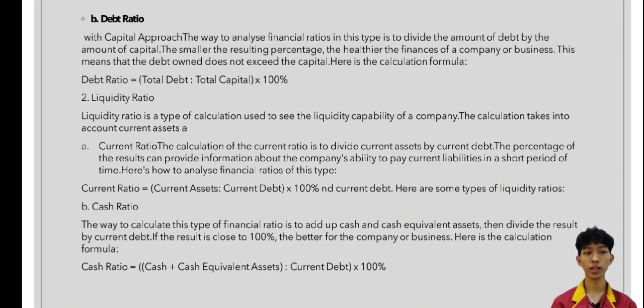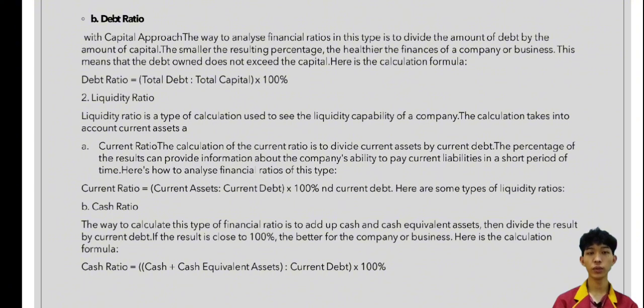Debt ratio, with capital approach. The way to analyze financial ratio in this type is to divide the amount of debt by the amount of capital. The smaller the resulting percentage, the healthier in the finance of a company or business. This means that the debt does not exceed the capital. Here is the calculation formula. Debt ratio equals total debt over total capital x 100%.